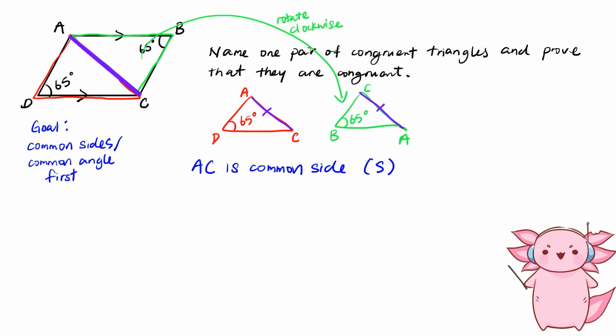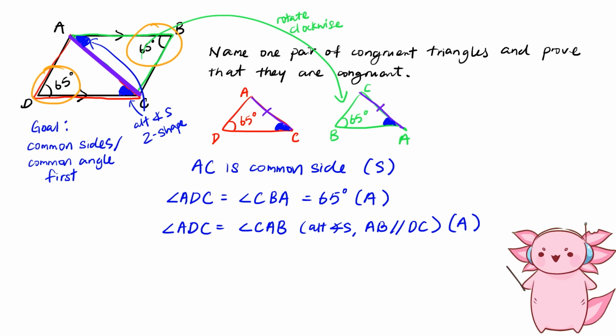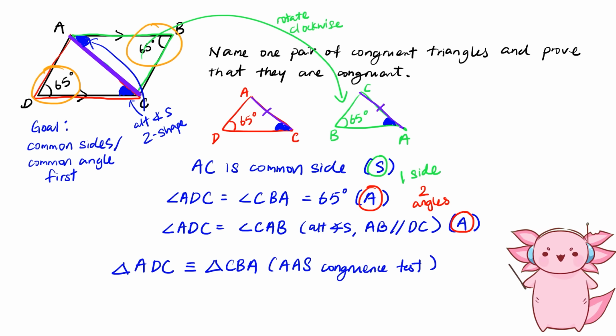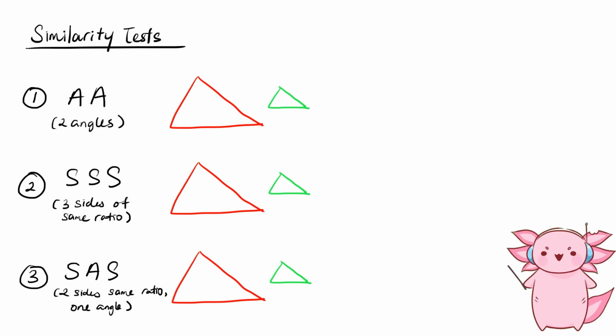Next, taking note of the ordering, 65 degrees is the same over here, and these two angles are the same because of alternate angles. Since we found two angles and one side, we can say that triangle ADC is congruent to triangle CBA. Now for similarity, there are 3 tests, but honestly from my experience, the one that comes out the most commonly is the AA test.